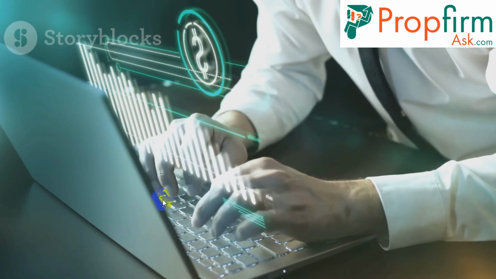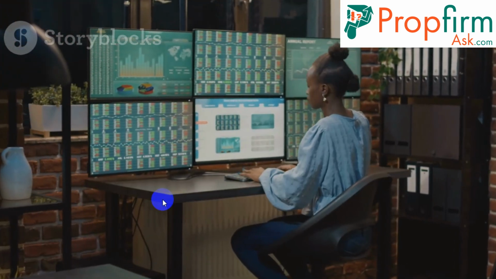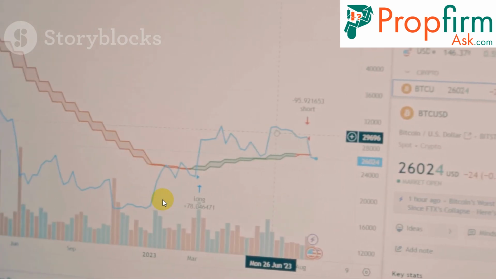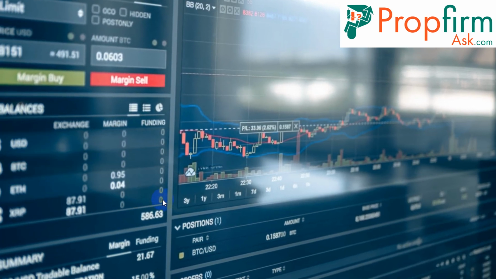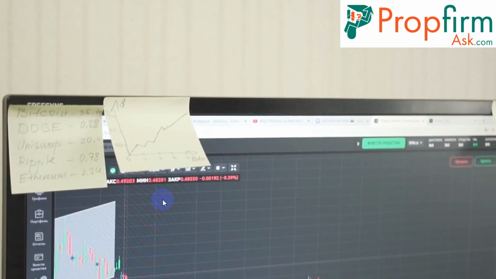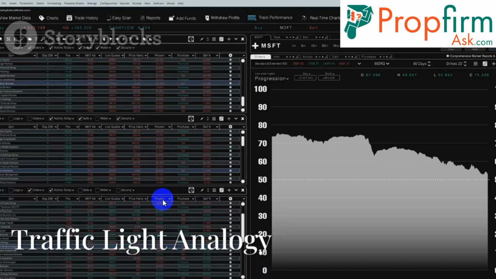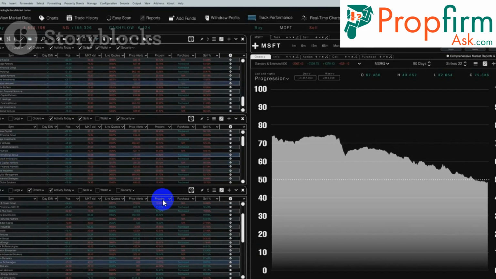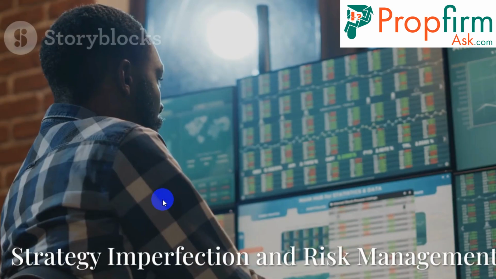Now why does this strategy work so well? Because it combines three different layers of confirmation. The stochastic tells you when to enter. The RSI tells you the direction of the trend. The MACD tells you if there's momentum behind the move. It's like having three traffic lights turn green at the same time. That's your go signal.